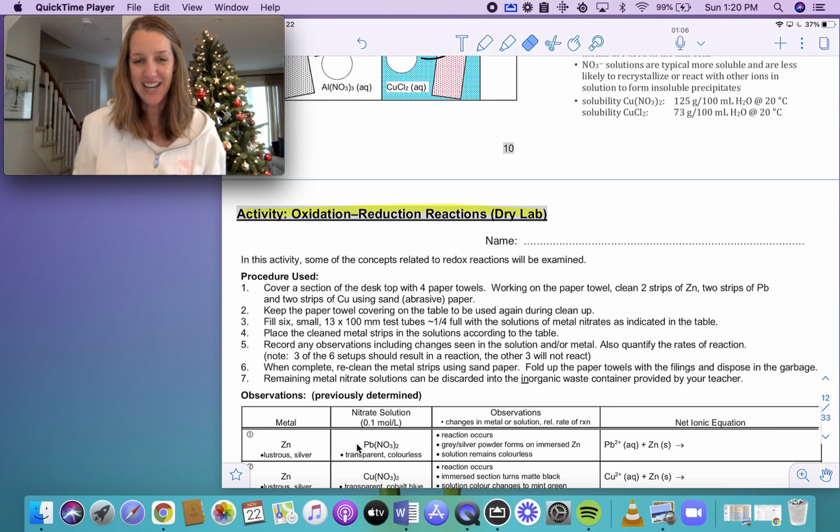Okay, hi grade 12s. We're going to be working today on the oxidation reduction reaction that is a dry lab. And in chemistry, when we say a dry lab, actually in any science, it just means that you're going to be given the data and then you're going to analyze the data and do some questions that follow up from that.